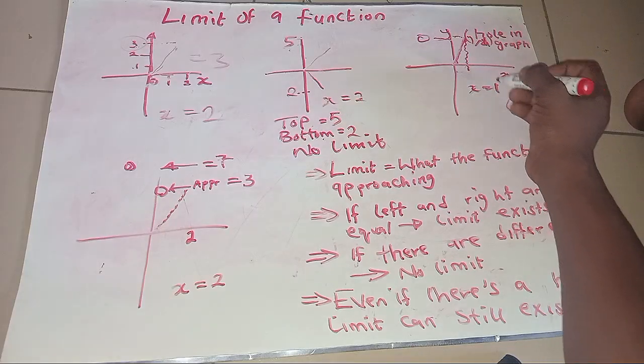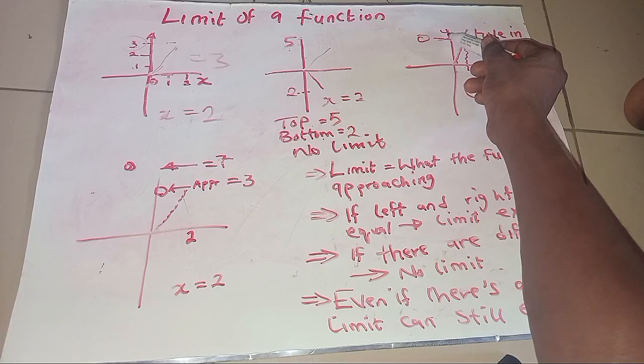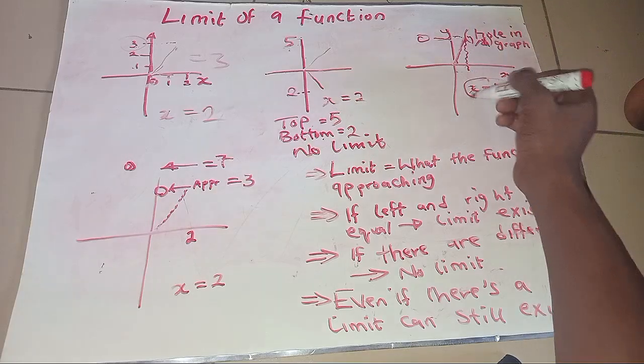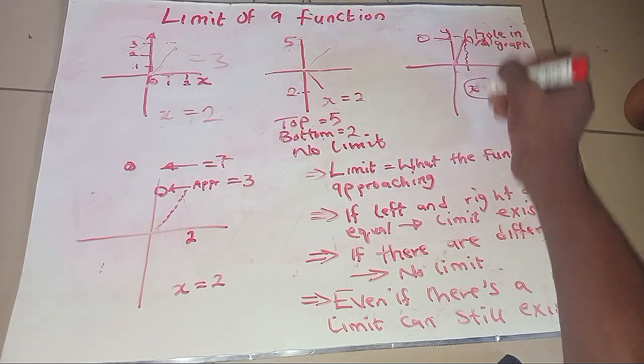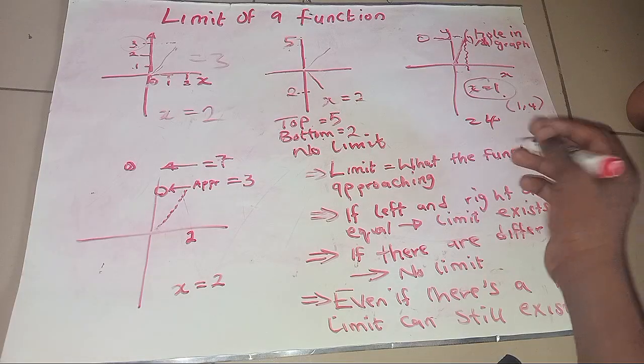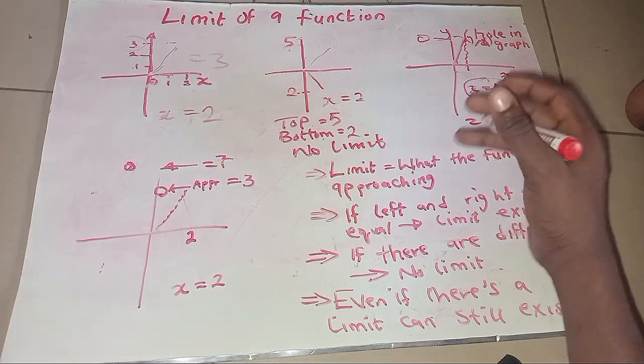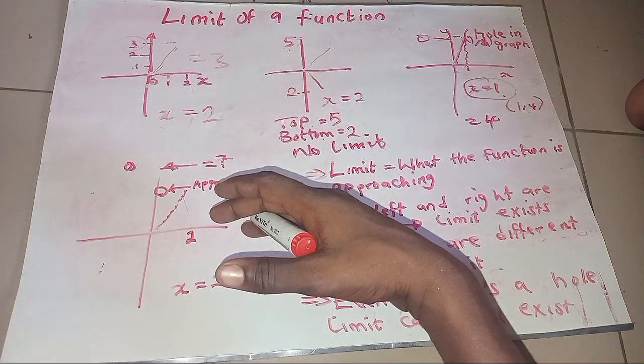So from this point, since my x is equal to 2, my y is approaching what? 4. So the limit of this particular graph is going to be 4. You get what I'm doing? Now, what I just want you to understand is that limit is not what it is. It's what is actually approaching. So let's talk about this particular one.